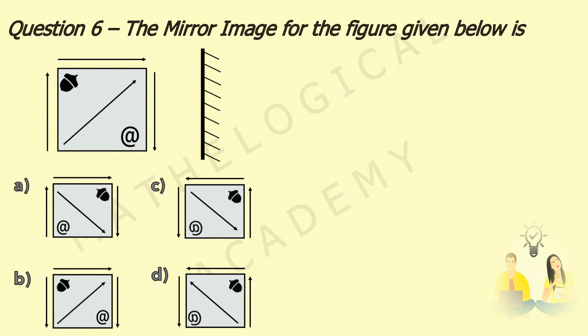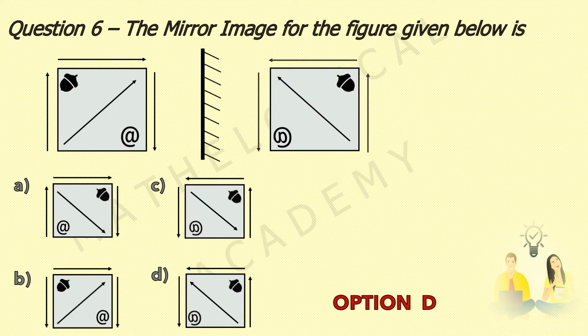Question 6. The mirror image of the figure given below is. Option D. Observe it carefully, like we discussed in question 5. The direction of arrows up and down is not going to change, and the direction of arrows which are towards left or right will change. Rest of the symbols will be flipped.